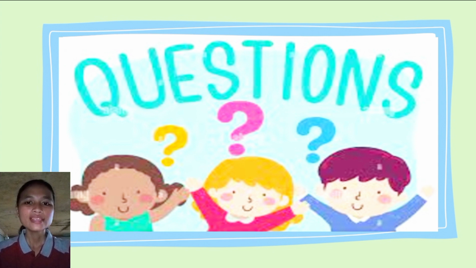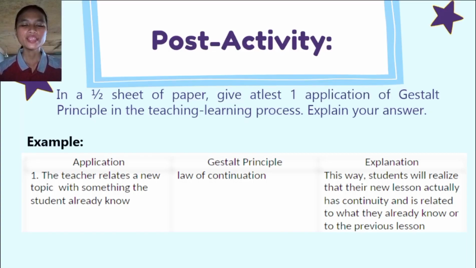So now, let us proceed to our post activity. This is our post activity. On a one half sheet of paper, give at least one application of Gestalt principles in the teaching and learning process, and then explain your answer. I already gave you an example as your guide in answering.